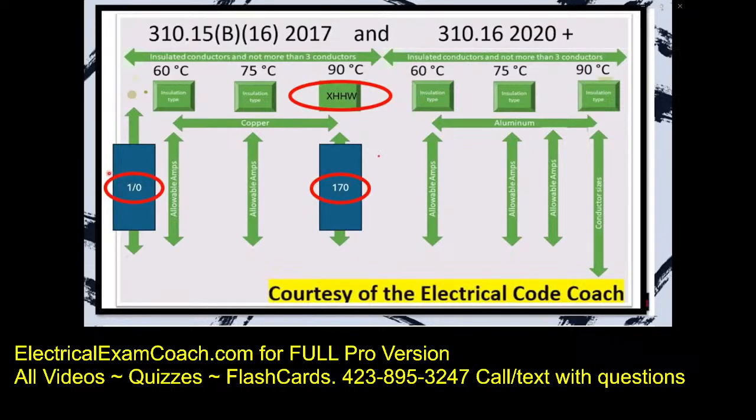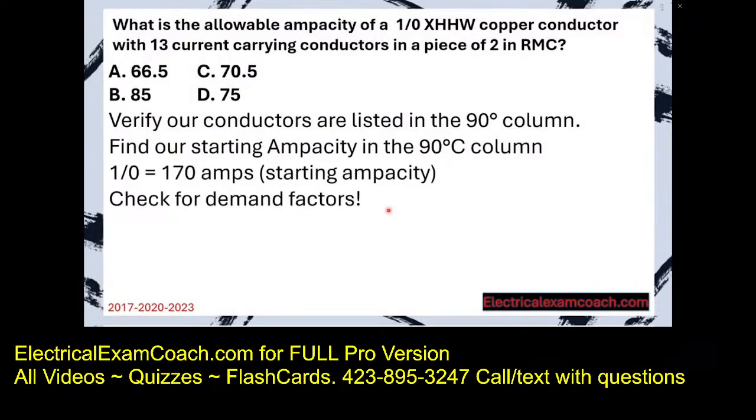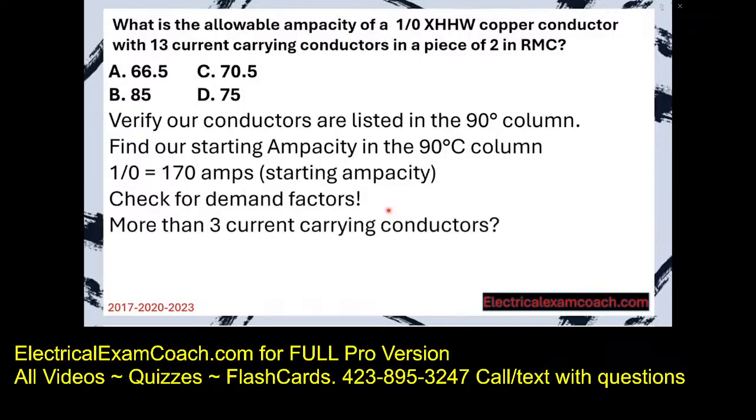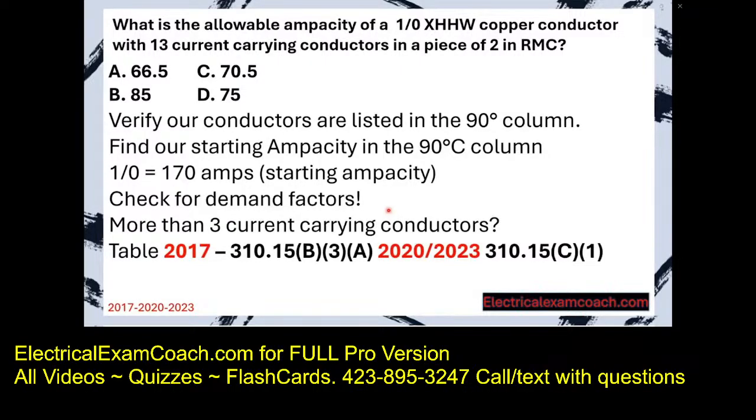We start until we find 1-aught on the left, then we cross all the way over to the 90, and we find that it's 170 amps. Now, we check for demand factors. Are there more than 3 current carrying conductors? There are, so we must apply the adjustment factors that are listed in these tables.